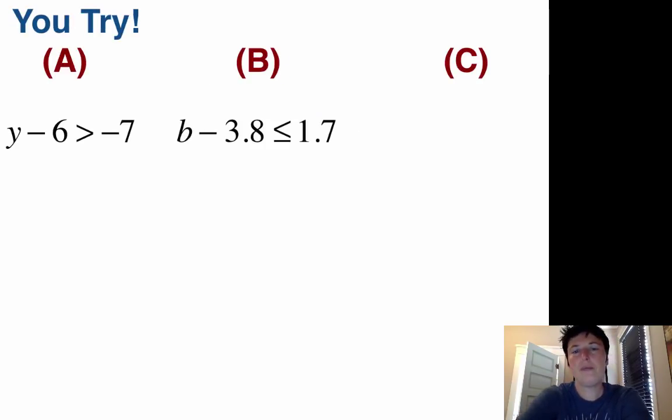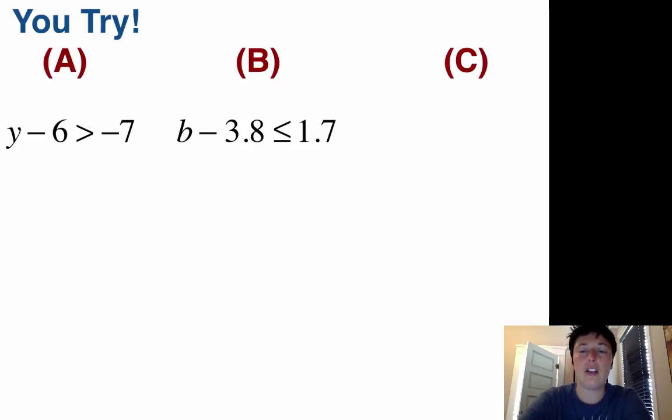Here's B. I'm going to give you some decimals to make it a little different. So b minus 3.8 is less than or equal to 1.7. Again, same story. Pause the video, try it yourself, graph it, and then check in with me.